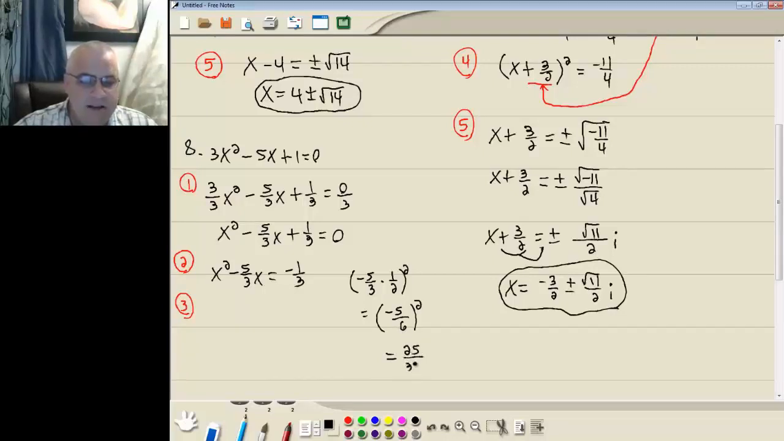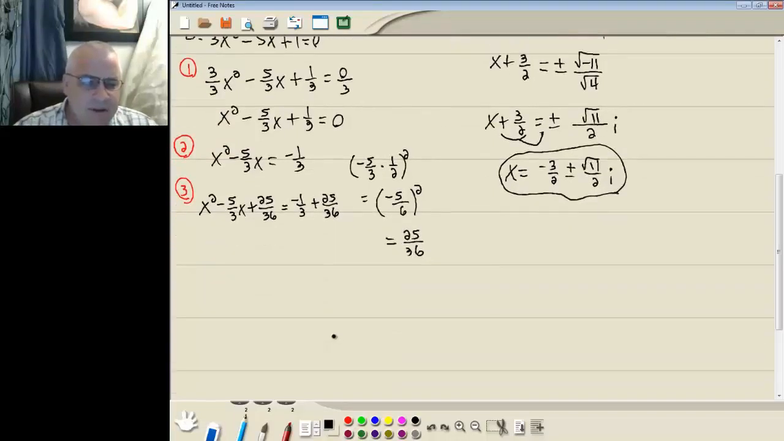So I got x squared minus 5/3 x plus 25 over 36 is equal to negative 1/3 plus 25 over 36. Now I'm going to show in a minute how to do this in the calculator, but let me go ahead and do it here first. So I got x squared minus 5/3 x plus 25 over 36. Okay, maybe you're not very good with fractions. Again, I'm going to show you how to plug this in the calculator in a second, but let me show it by hand.